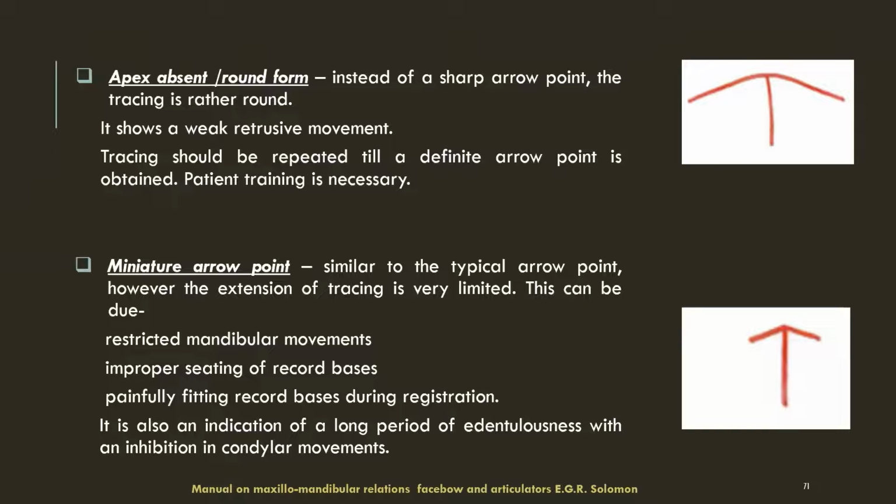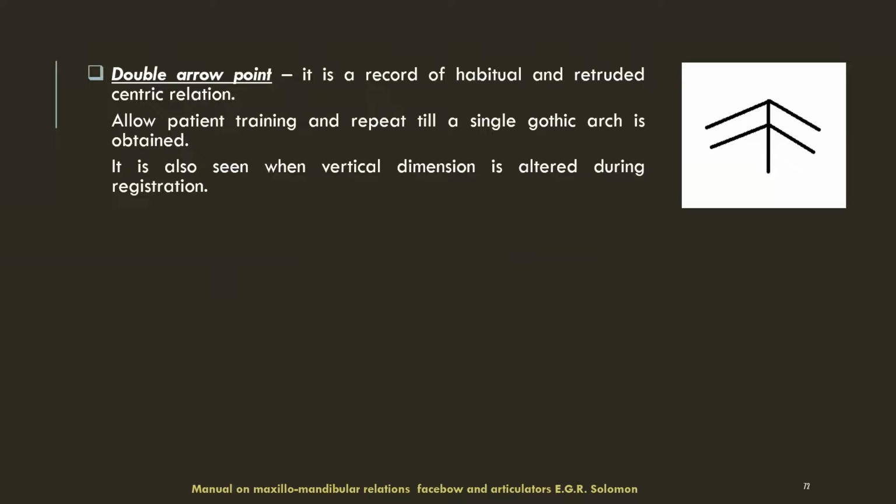Coming to the miniature arrow point, it is similar to the classic, but the tracing is small due to limited mandibular movements. It can be due to restricted neuromuscular coordination, improper seating of record bases, or being edentulous for a long time, hence there is inhibition of the mandibular movements.